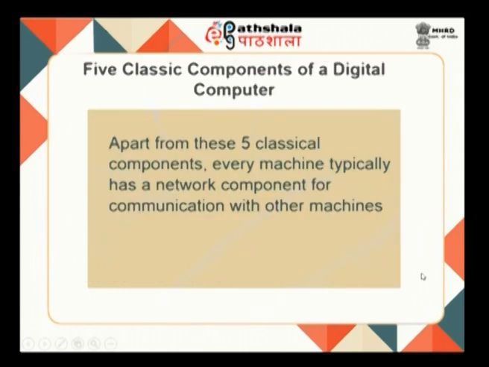of storage devices. Now, apart from these classical components, every machine typically has a network component for communication with other machines. So, we know that most of the machines these days we do not operate only as a standalone machine. We need to communicate from one machine to another machine, either within a very short distance or across the globe you may have to communicate with other machines. So, you definitely need to have communication from one machine to another machine. So, you definitely have to have a networking component which is used to communicate within the various machines.